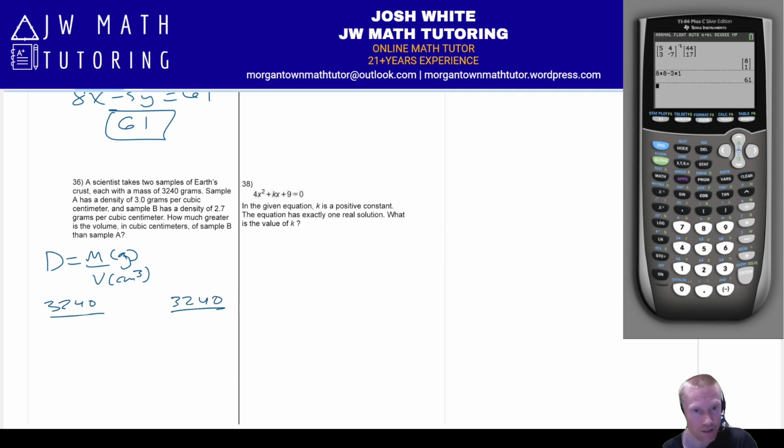One of them has a density of 3. Okay, the other has a density of 2.7. Like this is sample A, this is sample B. And now the volumes are, well, we don't know. So each of these equations are going to be solved the same way. You just cross multiply them. So it's like 3V equals 3240, where the volume equals that divided by 3. So for A, the volume turns out to be 1080.